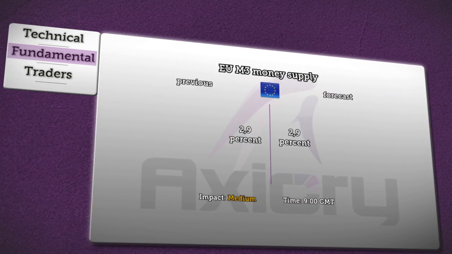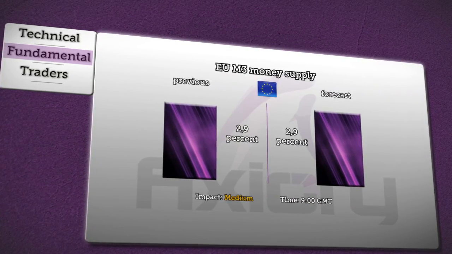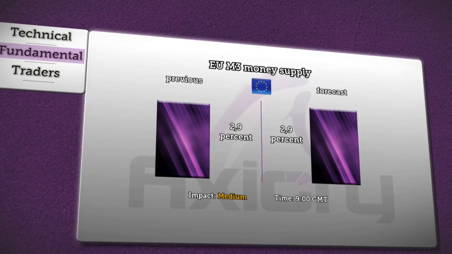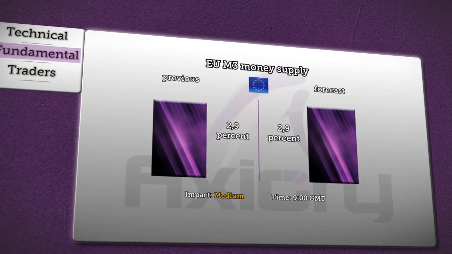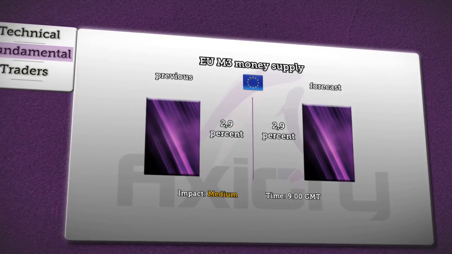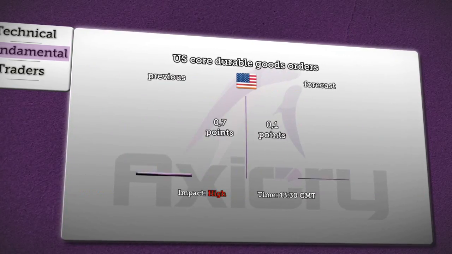Today's first news will be released at 9 a.m. GMT when ECB is going to publish figures about M3 money supply. We can expect a medium impact on the euro, and analysts are awaiting that supply will rise like in a previous month by 2.9%.